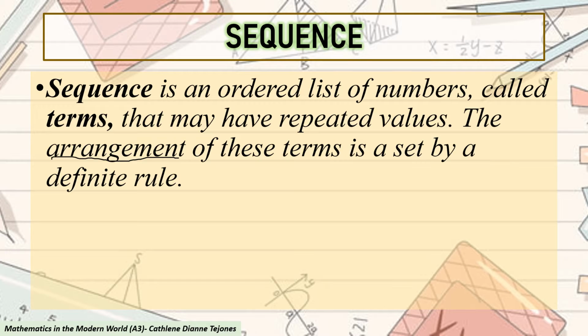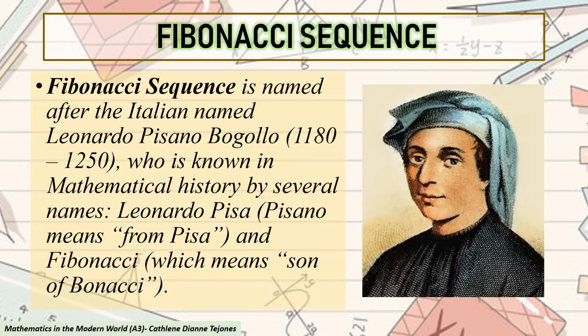So, now let us go to the Fibonacci sequence, for us to be able to differentiate or define more this sequence. But before that, let us have a short history about our Fibonacci sequence, of course. The Fibonacci sequence is named after the Italian named Leonardo Pisano Bugoglio. Sorry, it is Leonardo Pisano Bugoglio from 1180 to 1250.